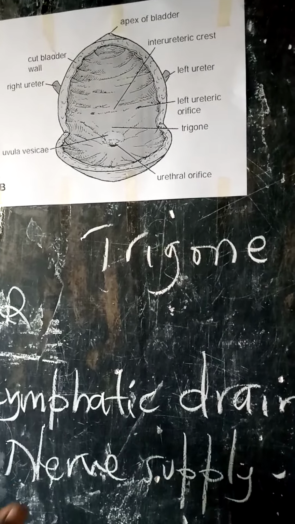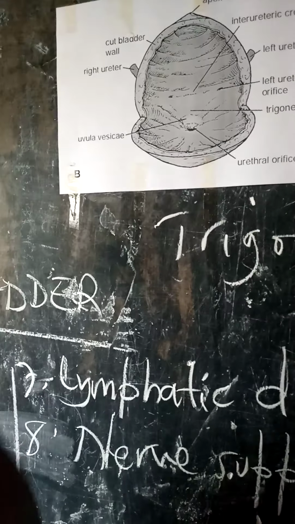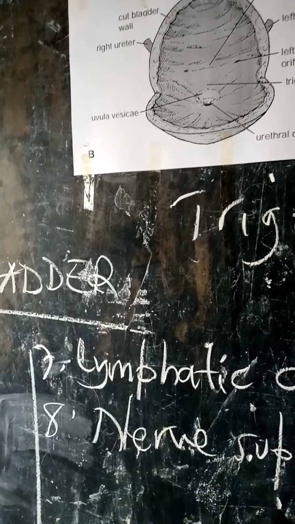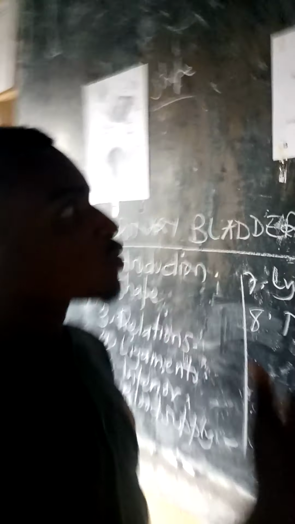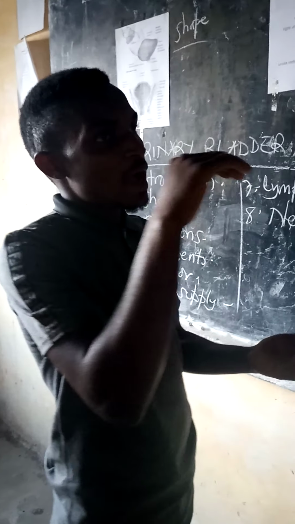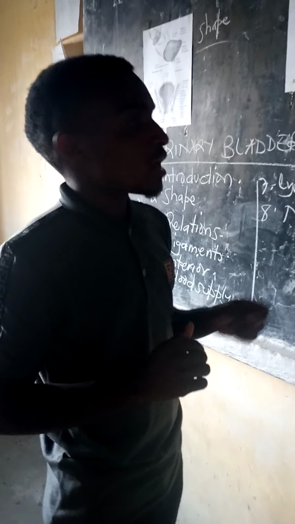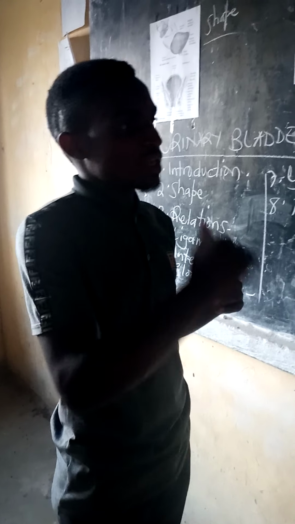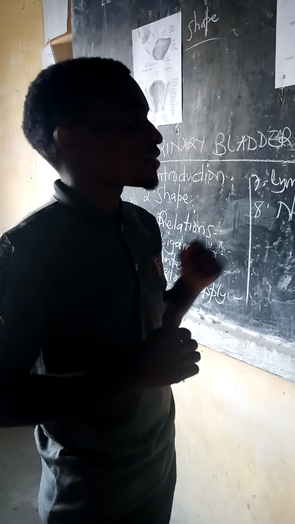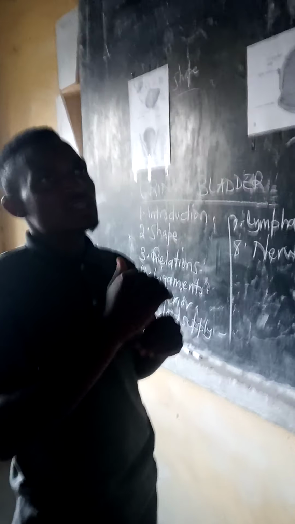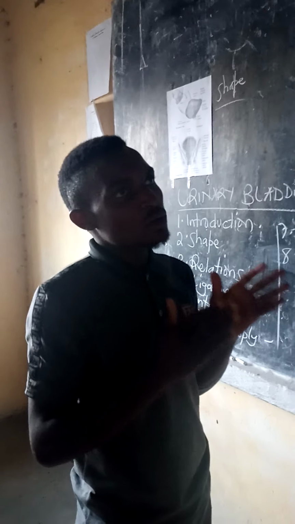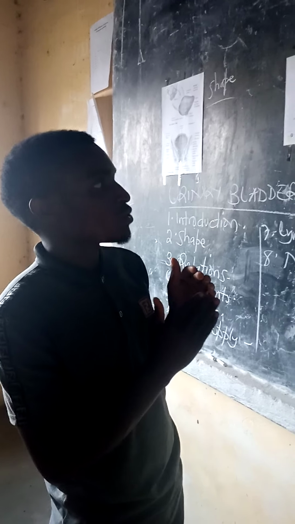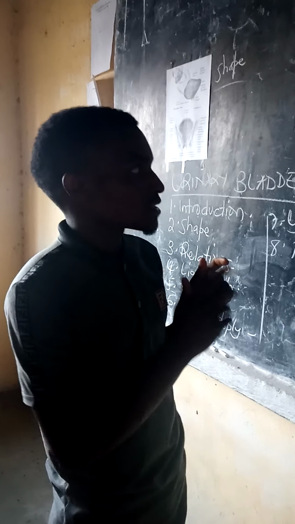Then on the trigone, we see something called the uvula vesicae. The uvula vesicae is a slight projection or elevation from the apex of the trigone. At the apex of the trigone, here at the urethral orifice, there is a slight elevation, and that is what we call the uvula vesicae. You can wonder what forms this elevation. What forms it is the median lobe of the prostate gland. It pushes into the trigone of the bladder and forms this uvula vesicae.